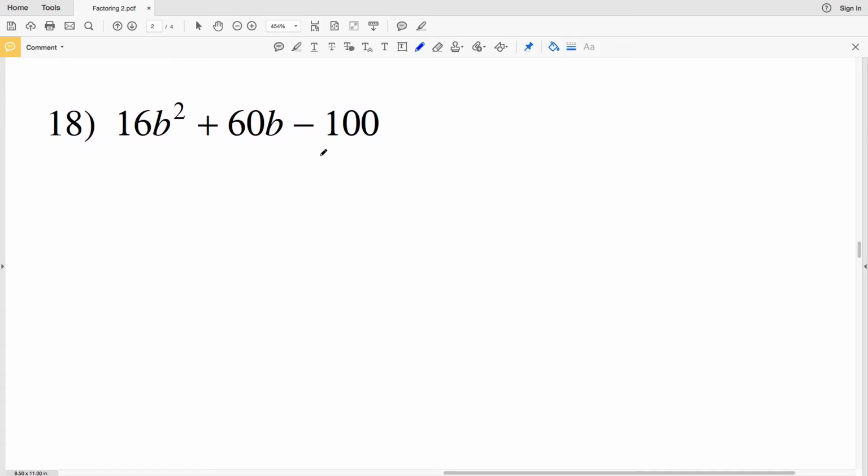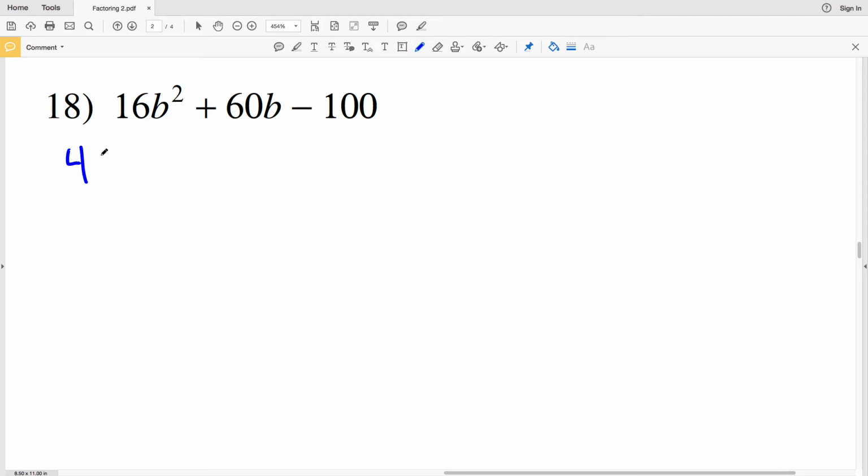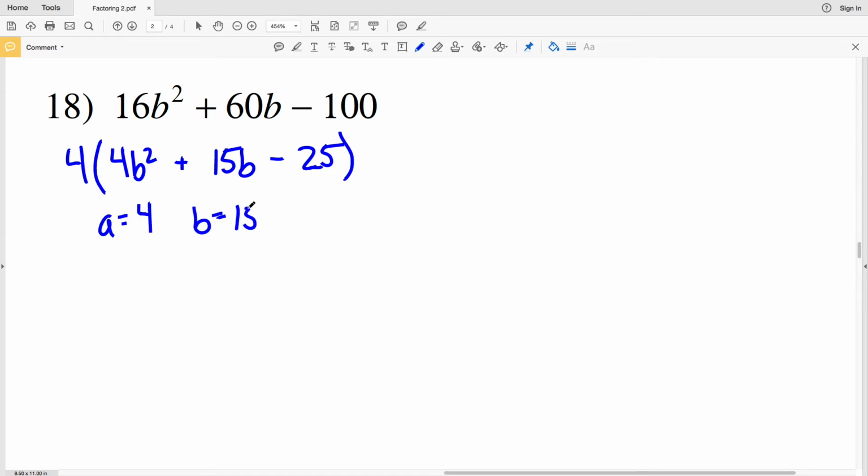In number 18, I have a greatest common factor between each of the terms. So I'm going to pull out a 4 at the start. So 4 times 4b squared is 16b squared. 4 times 15b is 60b. And 4 times 25 is 100. So now my a is 4, my b is 15, and my c is negative 25. A times c equals 4 times negative 25, which is negative 100.